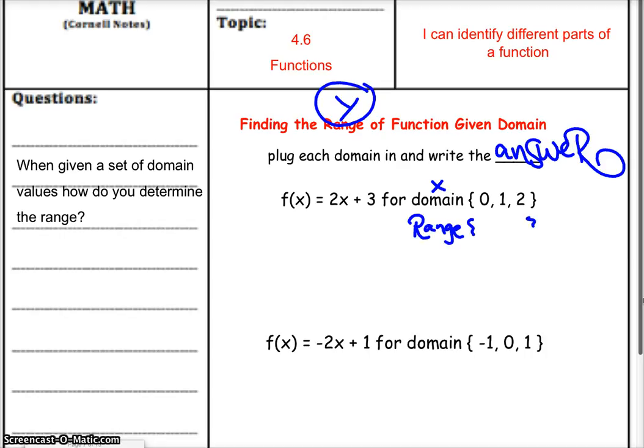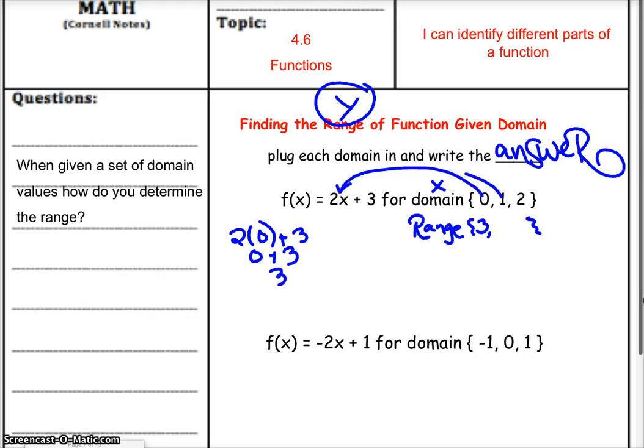I'm going to plug each x in and find out what the y is. So I'm going to plug a 0 in. What's 2 times 0? 0. Plus 3? 3. So one value is 3. If we want to show our work, you could say 2 times 0 plus 3, 0 plus 3, which is my range of 3.